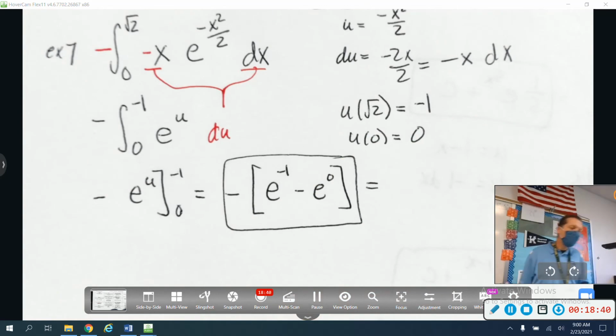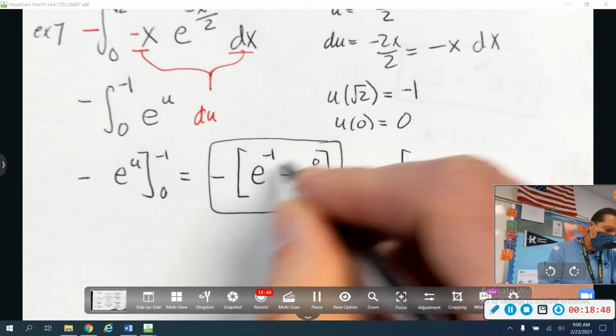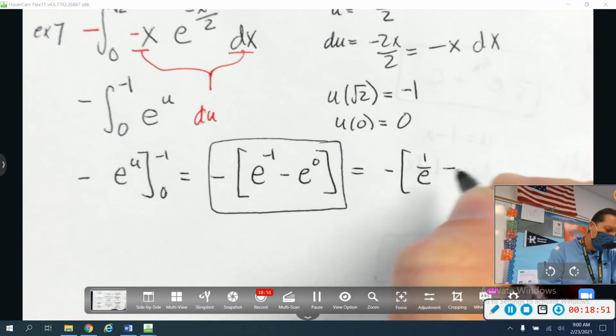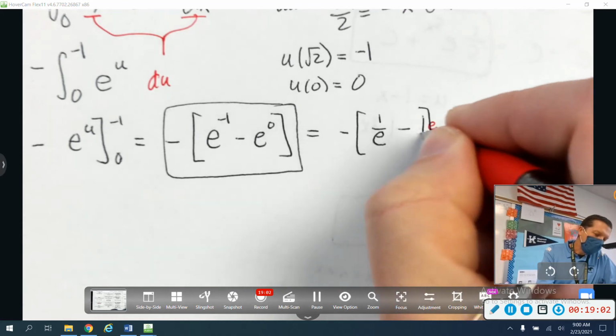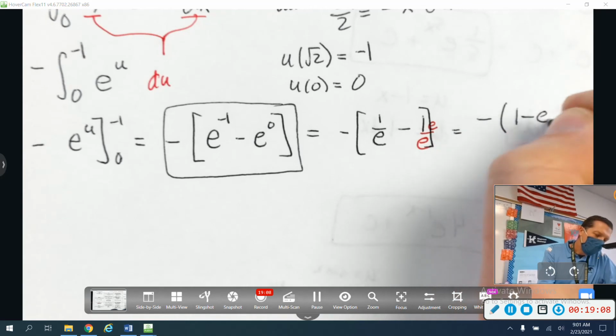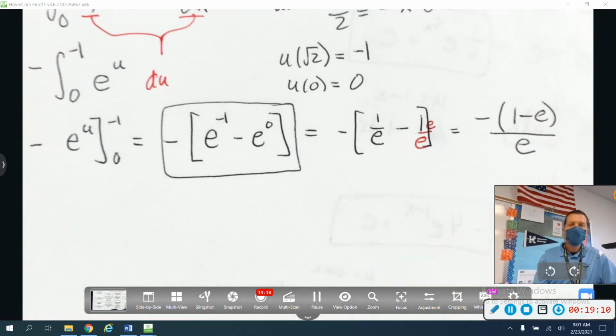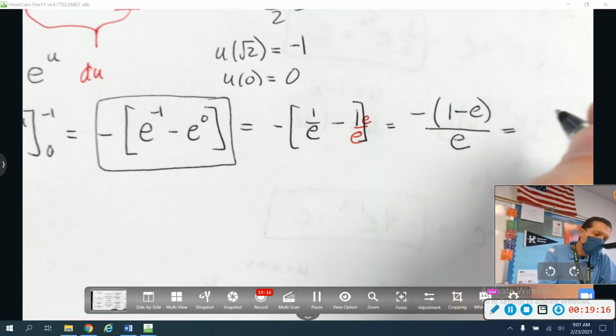The reason I did this one is because on a multiple choice test, if that shows up, you know that's not going to be the answer. It's going to be, let's see, e to the negative 1 is 1 over e. E to the 0 is 1. So that's a little bit more cleaned up. Calc Chat likes to get a common denominator, you know, because why not? So negative 1 minus e over e. And then probably one more step after that, if you distributed the minus sign, you'd have e minus 1 over e.